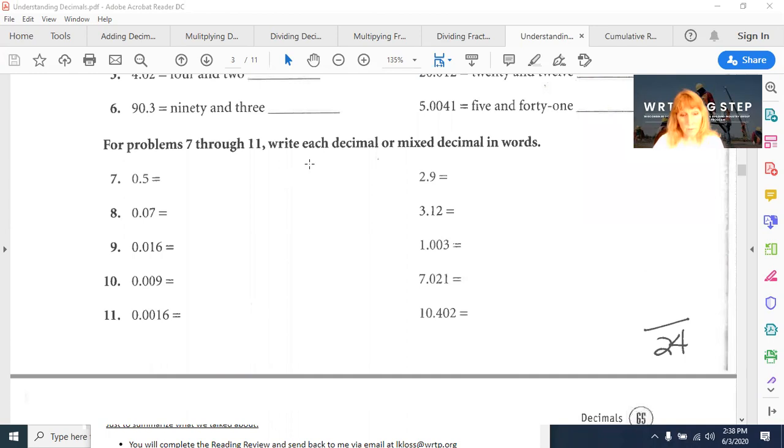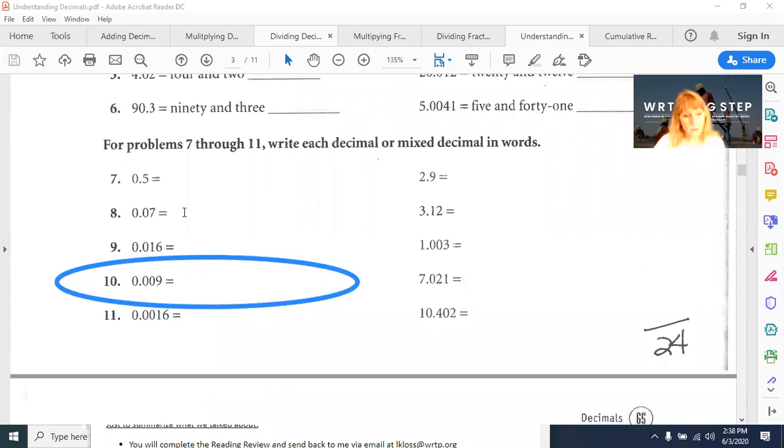Now, for problems 7 through 11, write each decimal or mixed number in words. Now you're doing the other way. So before you were writing the number in words, now you're writing, well, you're still writing in words, but you got to write the whole thing, I guess. So let's do number 10, number 1. So this number here, better circle it so you can see it clearly. What is that number written in words? Well, tenths, hundredths, thousandths. So it's 9 thousandths. 9 thousandths. Okay.